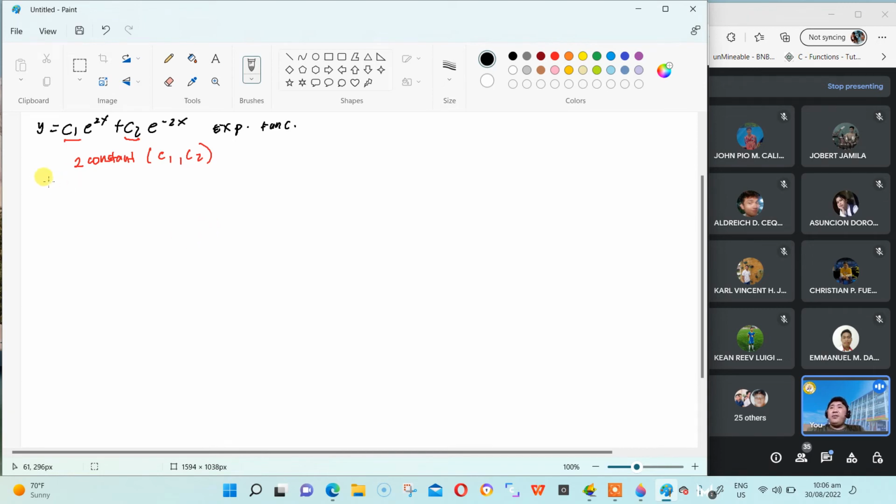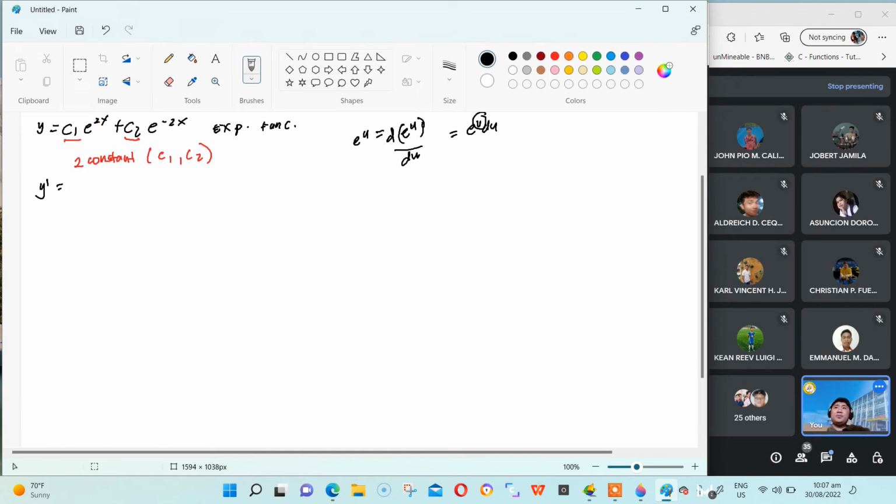So we have y prime equals, derive this one. Could you still remember how to derive it? Actually, it's just easy. Remember, the derivative of e to the u is e to the u du. Therefore, the derivative of e to the u is just e to the u. But if u has a value like 2x, you need to derive it first.